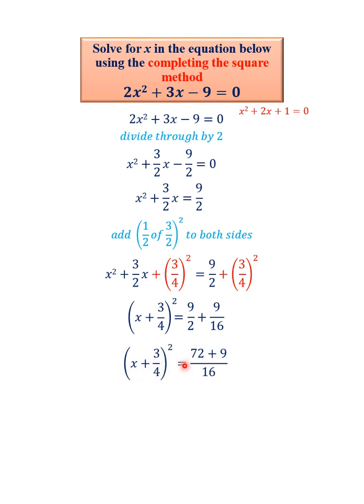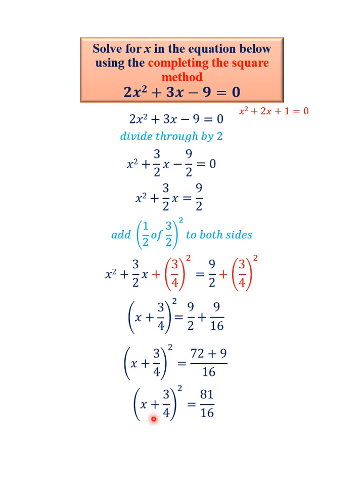all raised to power 2 equal to the LCM of 16 and 2 is 16. 2 divides 16 gives us 8. 8 times 9 is 72. 16 goes into 16 one time, times 9 is 9. And then 72 plus 9 becomes 81. So the equation becomes x plus 3 all over 4 all squared equal to 81 all over 16.